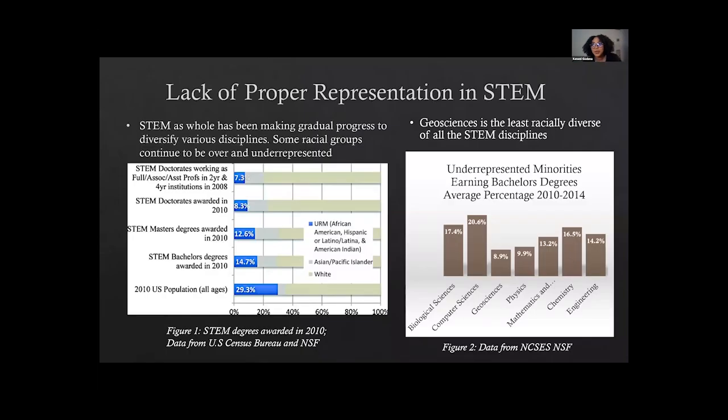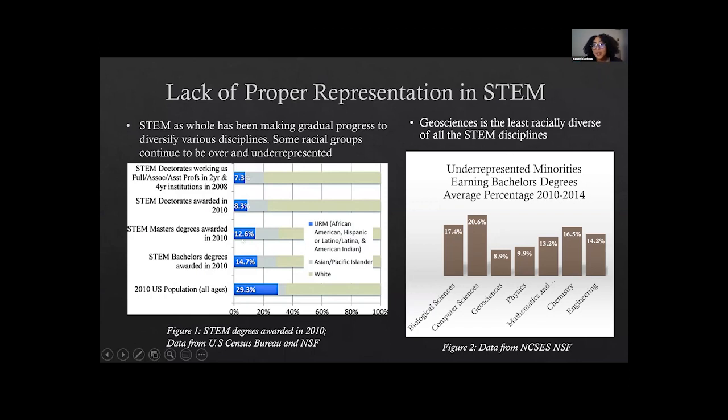Yeah, that's basically what sparked this research in the first place, just experiencing that firsthand, seeing a lack of diversity, not just specifically for Black women like myself, but in general. So as you can see, at the STEM graduate level versus bachelor's degrees, there's a difference in how that's distributed between minority groups.